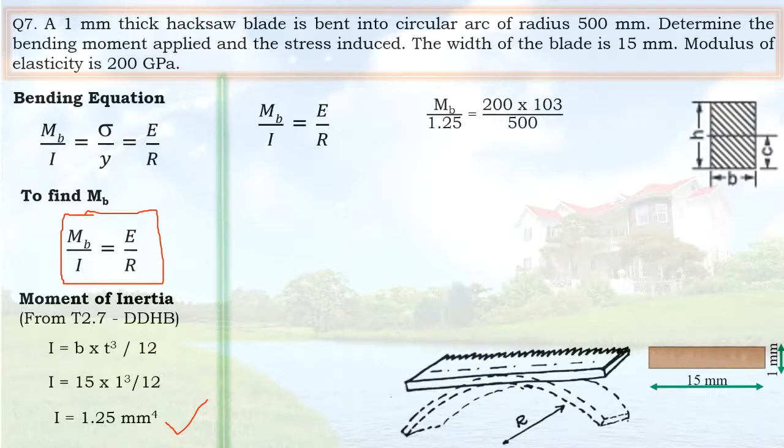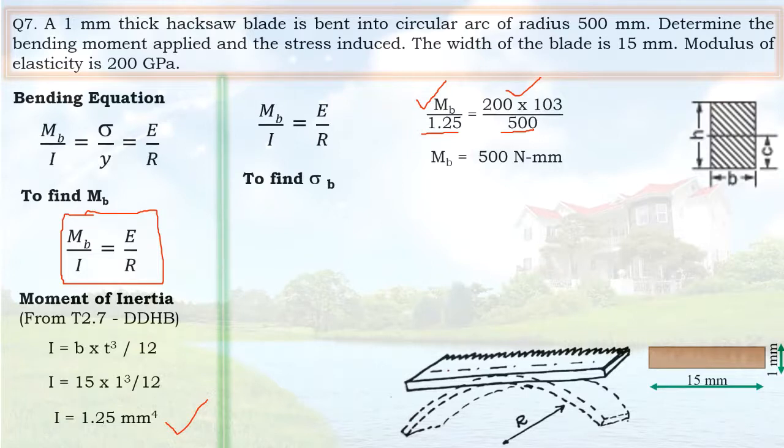So substituting this value of I in this equation, we'll be able to get the value of bending moment Mb divided by I as 1.25, and the value of E is already given in the numerical as 200 into 10 power of 3, as well as the radius of bending is 500. By substituting all these values, we'll be able to determine the bending moment as 500 Newton mm.